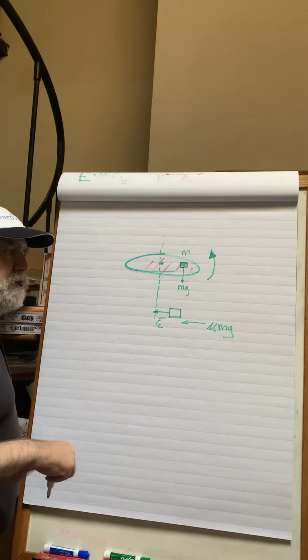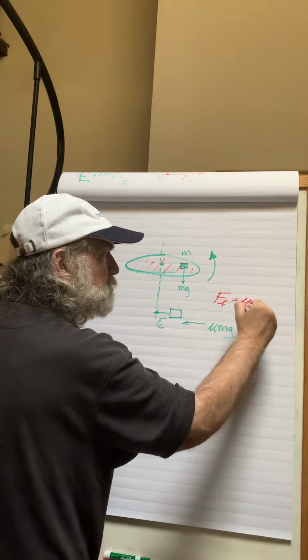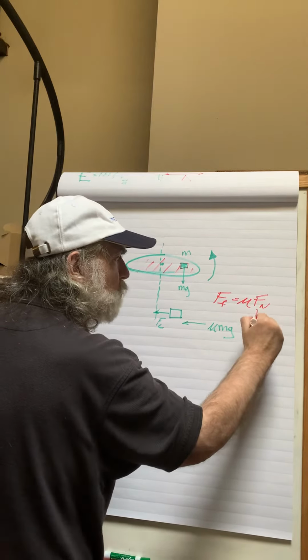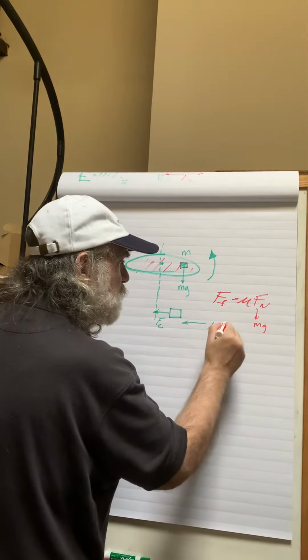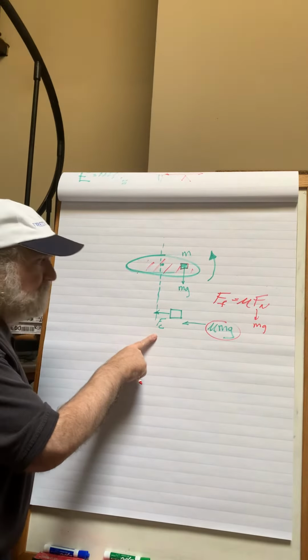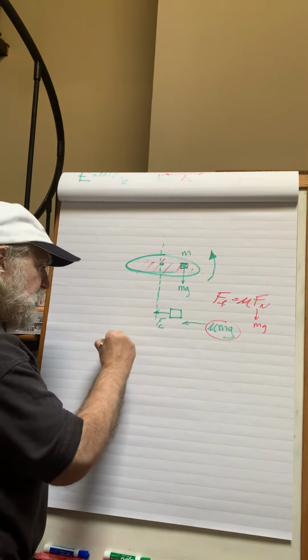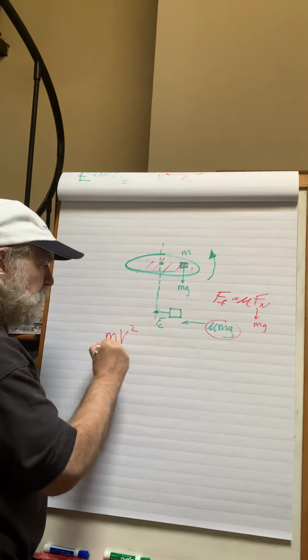There is friction, namely mu mg, because the force of friction is equal to mu times the normal force, and the normal force is mg. So here's the force of friction, and that provides the centripetal force. The friction provides mv squared over r.